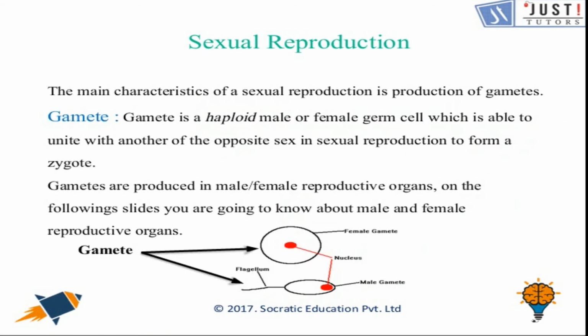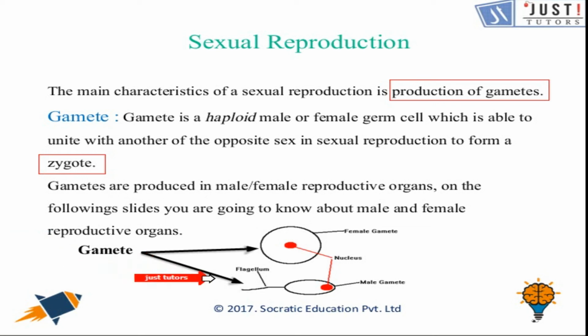Proceeding further, we have a little more about sexual reproduction. The main characteristic of sexual reproduction is the production of gametes. So this is the main part of sexual reproduction. A gamete is a haploid male or female germ cell which is able to unite with another of the opposite sex in sexual reproduction to form a zygote. So that's the main importance of the gamete in the process of reproduction. Gametes are produced in male and female reproductive organs. On the following slide, you are going to learn about the male and female reproductive systems.